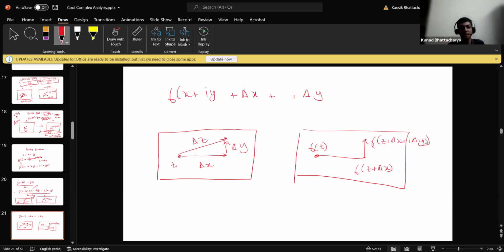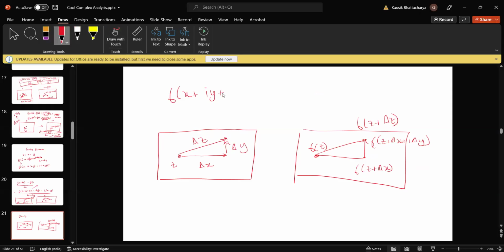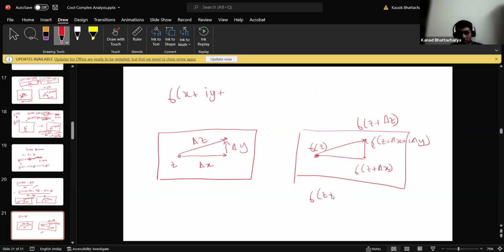So this is what we really mean by f of z plus some delta z. So what we can do is, because we went up by f of z plus delta x. I haven't yet gotten to the main thing, right? We have gone to the right by this amount, and then we have gone up by f of z plus delta x plus i delta y minus f of z plus delta x.